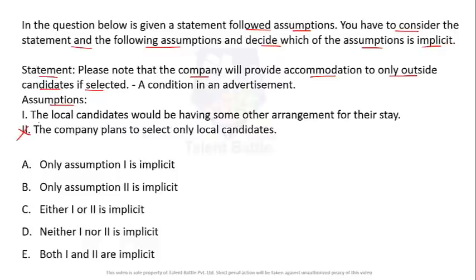Now, the second assumption is not implicit because nowhere has it been mentioned that only local candidates would be selected. The assumption over here is the first one: local candidates would be having some other arrangement for their stay.